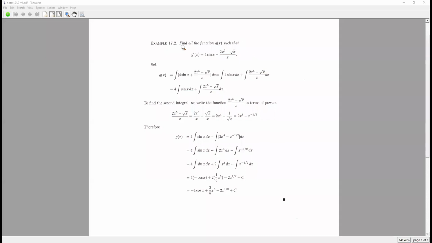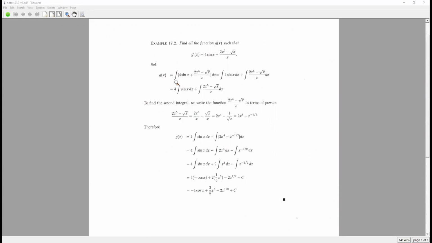Example 2. Find all the functions g that satisfy this equation. Derivative of g is this function. So g is an antiderivative of this function. Now, to answer the question, we compute the indefinite integral of this function. So g is the indefinite integral of the right-hand side of the equation.